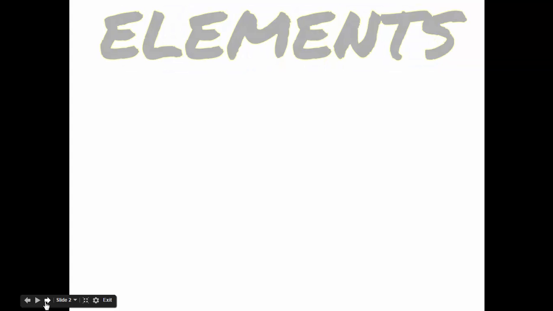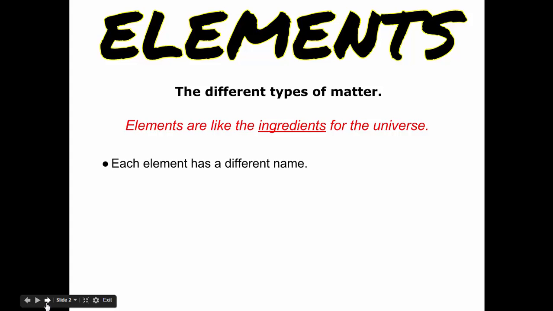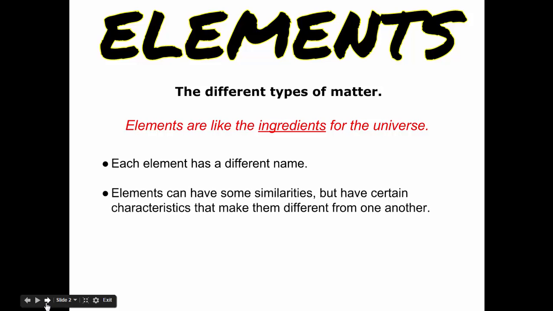So what about matter? Elements are different types of matter. Think of them like ingredients for the universe. So when you combine them in different ways, they make different things. Each element has a different name. Elements can have some similarities, but have certain characteristics that make them different from one another. So there are some characteristics that are only characteristics for one kind of element, and no other kind of element has that specific characteristic. That's what makes them different.